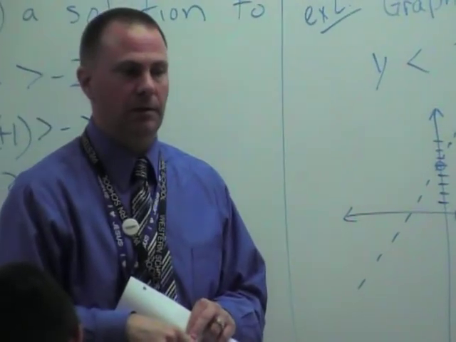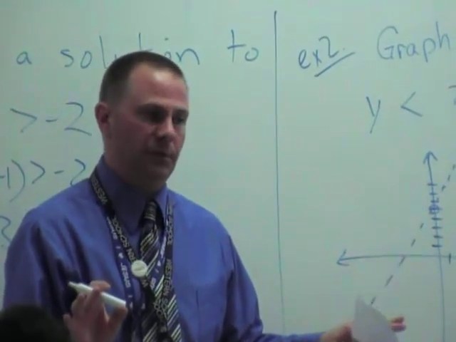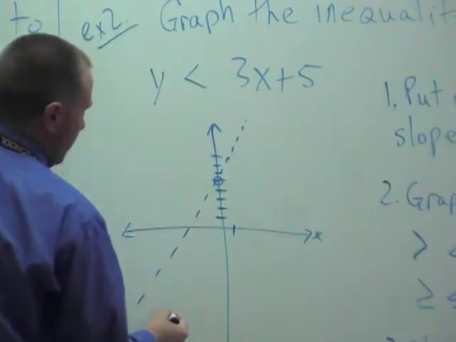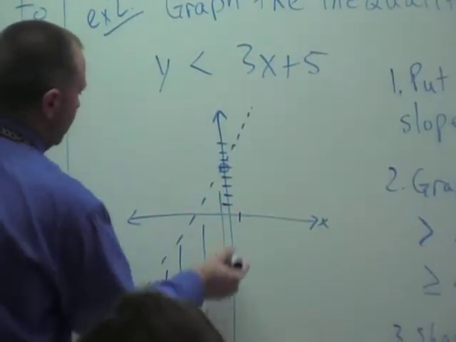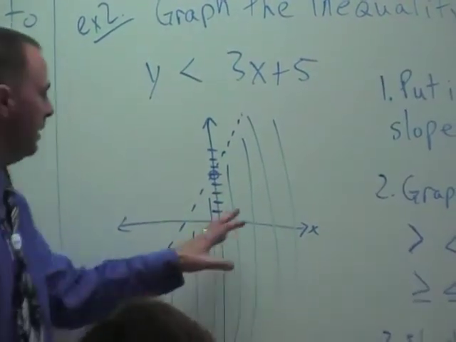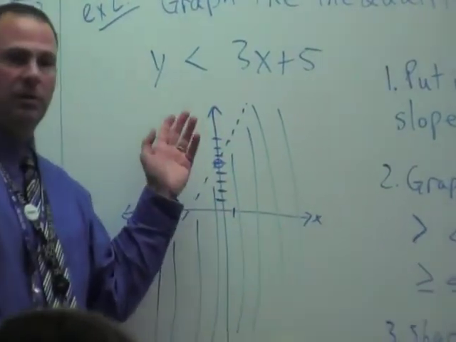What if it's a vertical line? Then that's the only time you do left and right. If it's a vertical line, then you do left and right. So this is less than, and I'm shading below this line. Any point down here is a solution to this inequality.